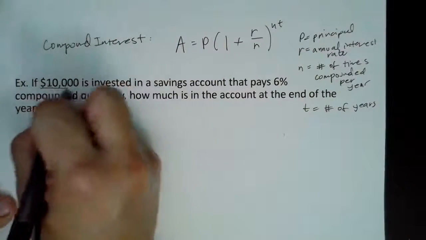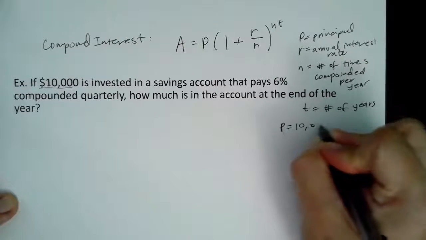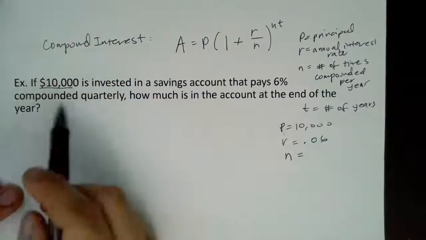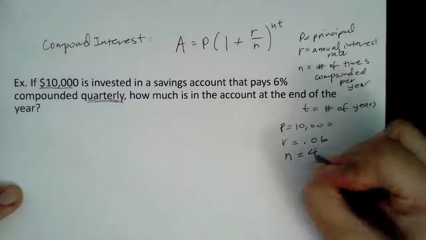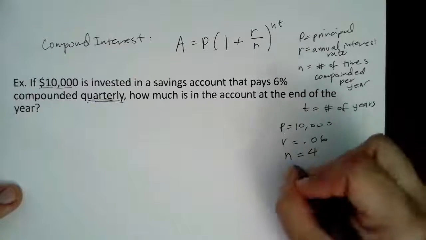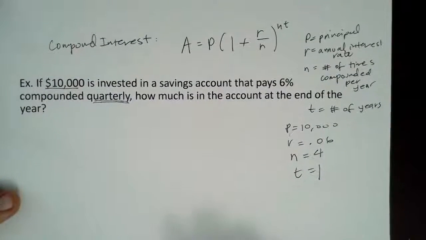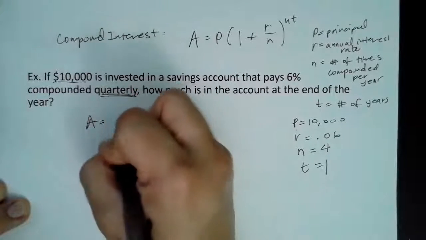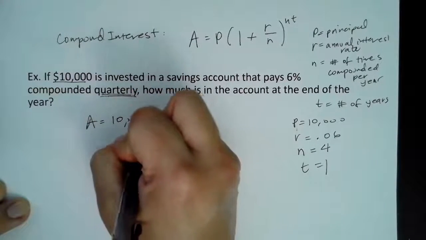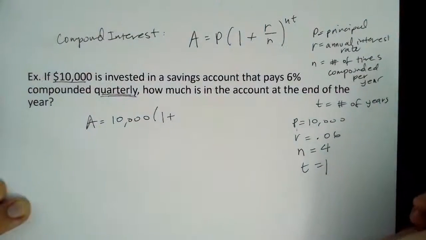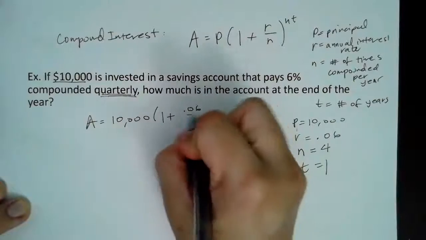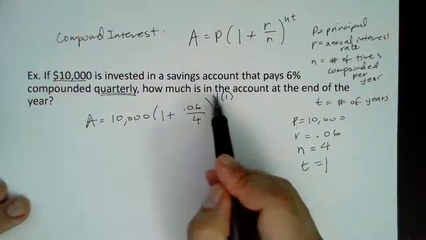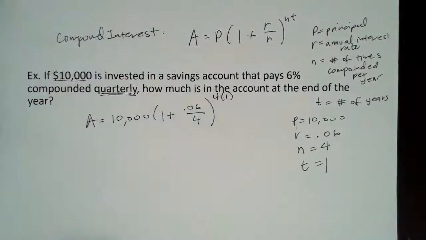So what's my principal? My original amount is 10,000. My rate is 6% or 0.06. The number of times compounded in a year, if it's quarterly, is 4, because there are 4 quarters. And the time is just 1 year. Let's plug it all in. The new amount is going to be 10,000 times 1 plus 0.06 over 4, to the 4 times 1 power. This is an exponent, a tiny number.